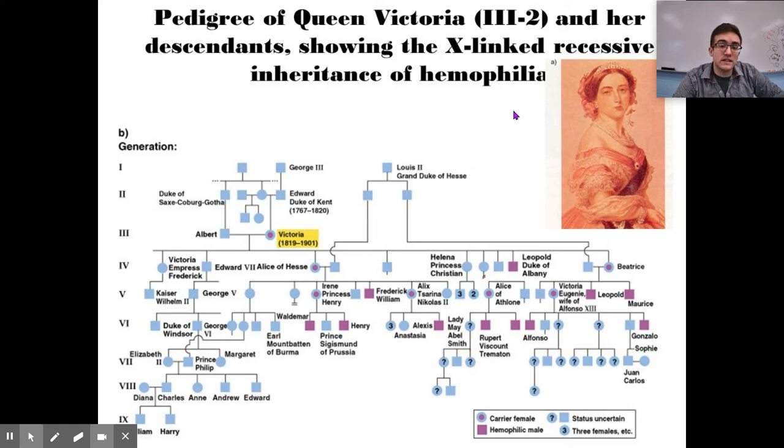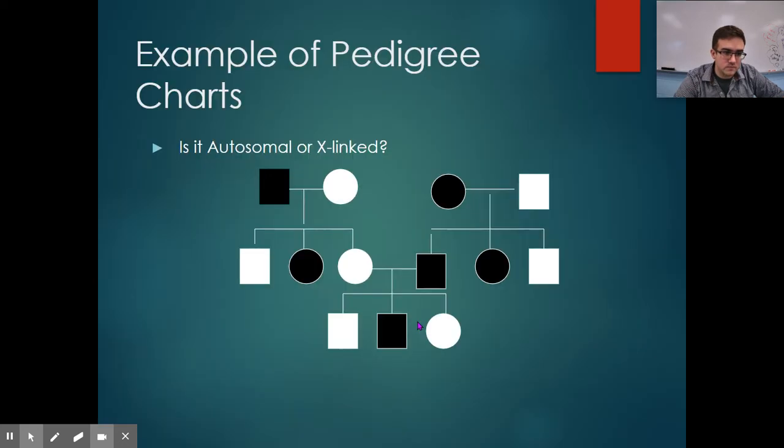So, and it shows just the inheritance of it. If you look all throughout here, we know that hemophilia is X-linked. So we see that it's only males that are ever affected or phenotypically show hemophilia. No females ever show it. There are a couple of them that carry it, but they never show it. So there's your clue that this is an X-linked trait, because only males show it.